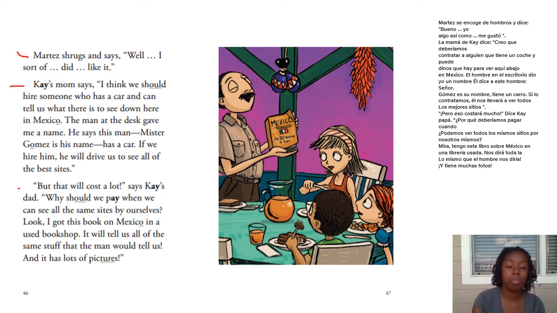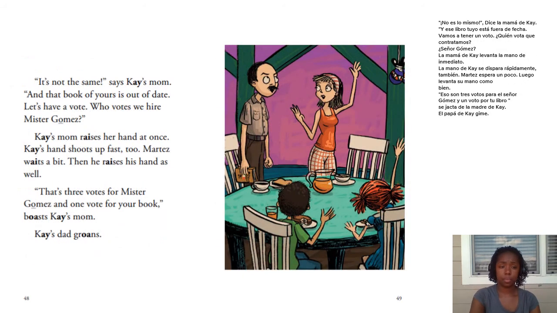Finger underneath the word but. But that will cost a lot, says Kay's dad. Why should we pay when we can see all the same sights by ourselves? Look, I got this book on Mexico in a used bookshop. It will tell us all of the same stuff that the man will tell us, and it has lots of pictures. Finger underneath the word it's.